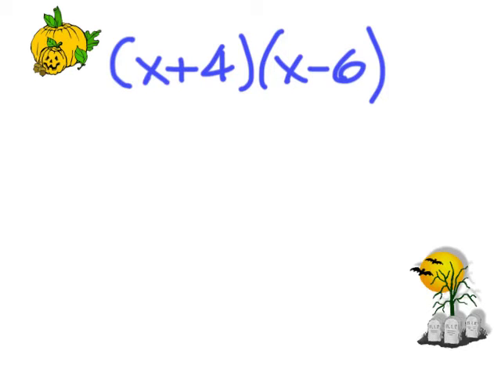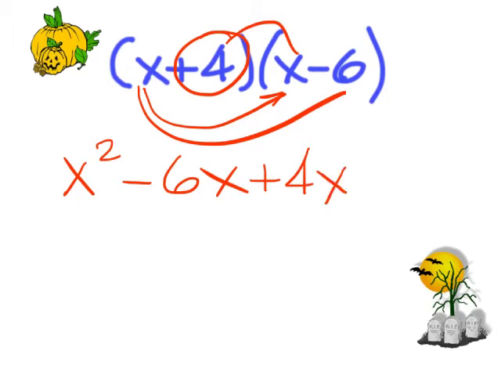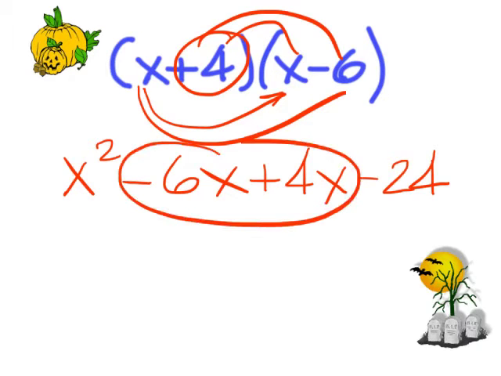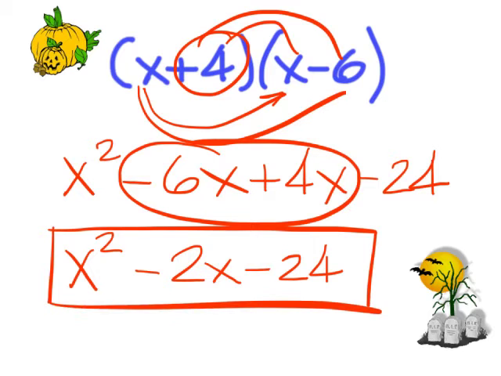Example number 2. Same thing, different signs. X times x is x squared. X times minus 6 is minus 6x. 4 times x is plus 4x. And 4 times minus 6 is minus 24. Simplify this to come up with a -2x. This is your final answer.